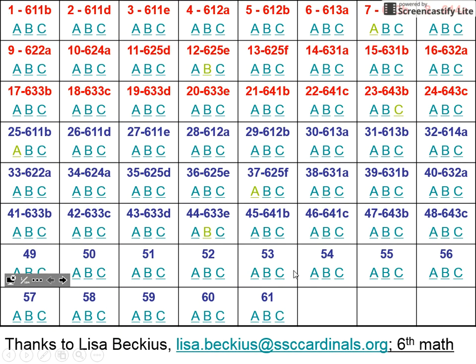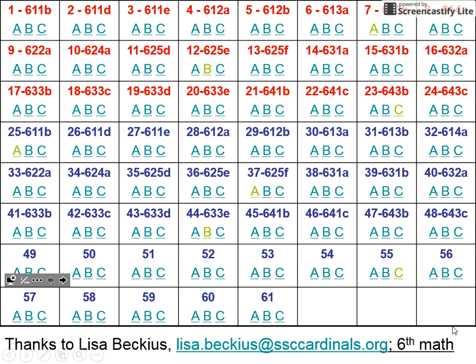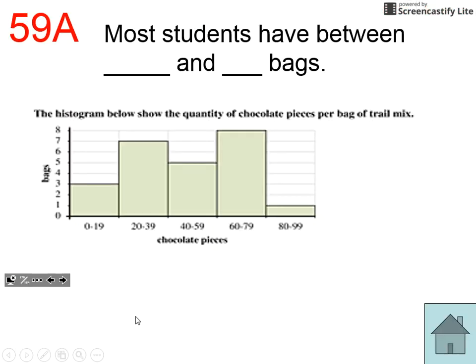Okay, and our next one is 55C. 55C. What can you conclude from the data represented in the stem and leaf plot? Go ahead and pause the video. Okay, and the last one is 59A. 59A. Most students have between blank and blank bags. Go ahead and pause the video.